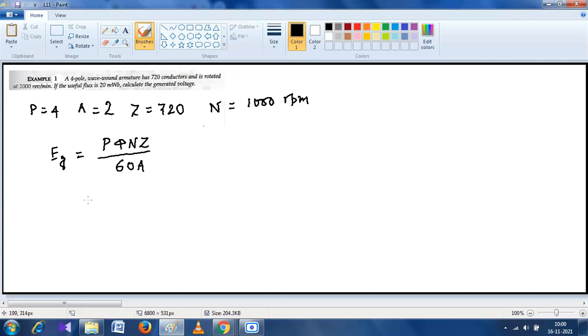So we have to put all these values, and there is also the value of flux. Phi is given. What is the value of phi? 20 milliweber. So we have to convert this into weber: 20 into 10 to the power minus 3 weber. Now put all these values.